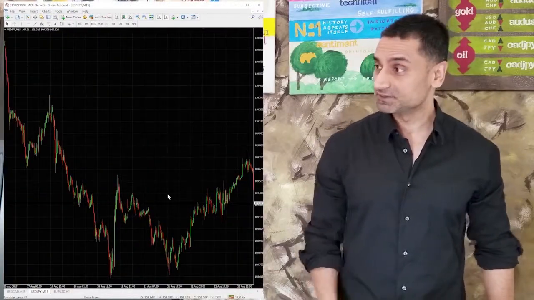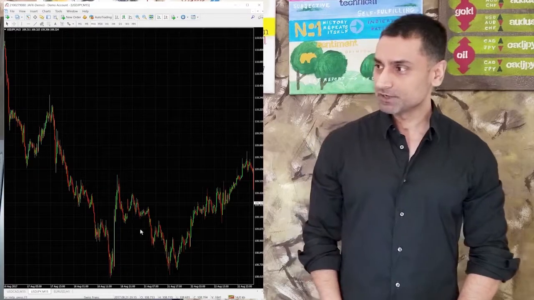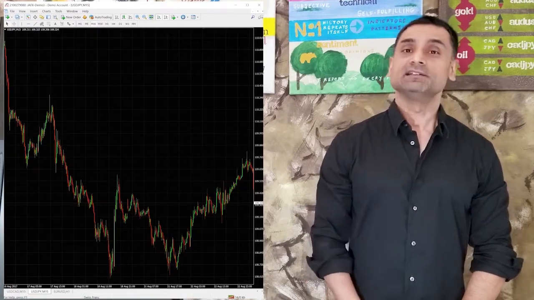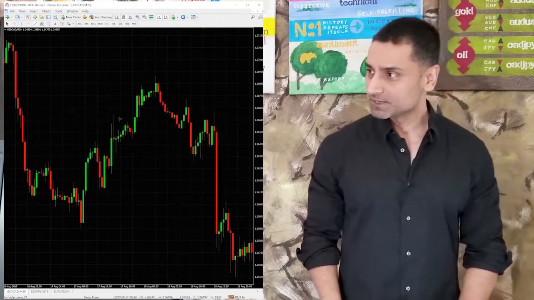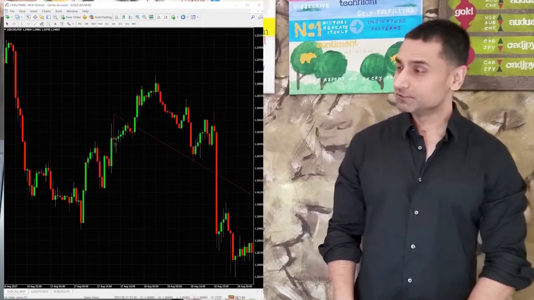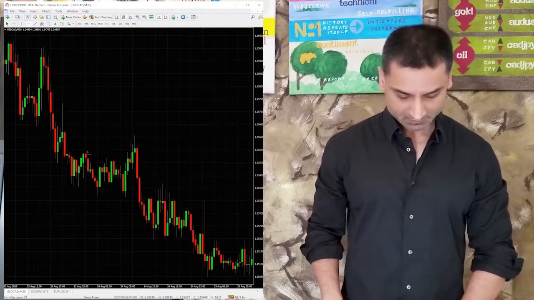Now let's go to the MT4 platform and see if we can identify some of these chart patterns. Here's one here, the double bottom, and here we have a head and shoulders. Here is a falling wedge pattern, and here is a rectangle, a bearish continuation pattern.